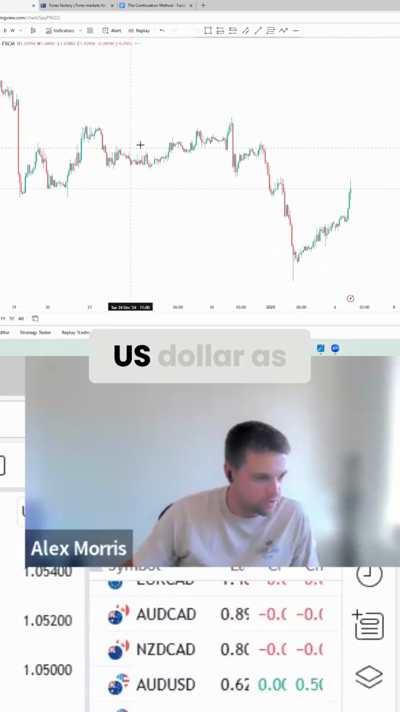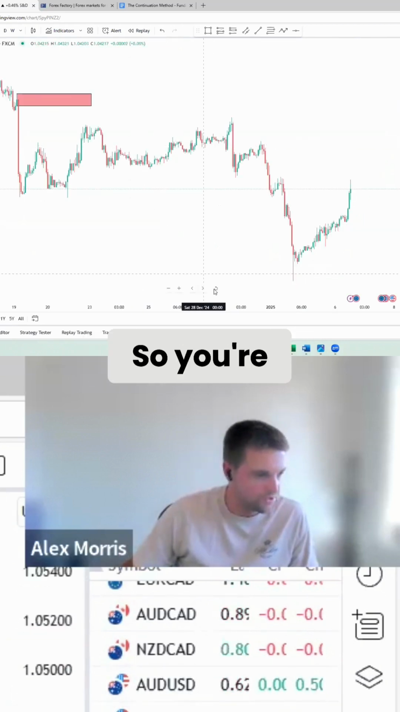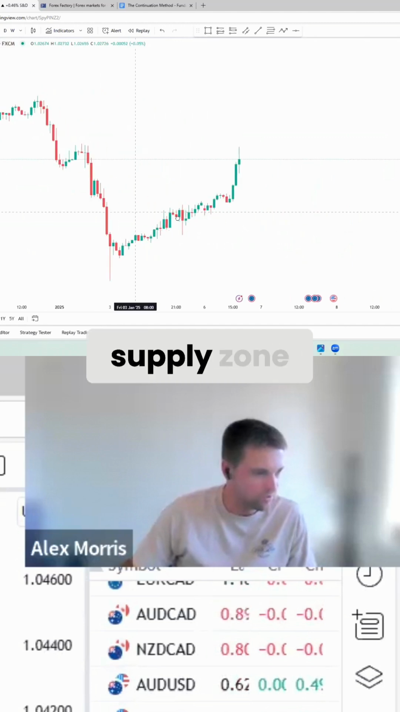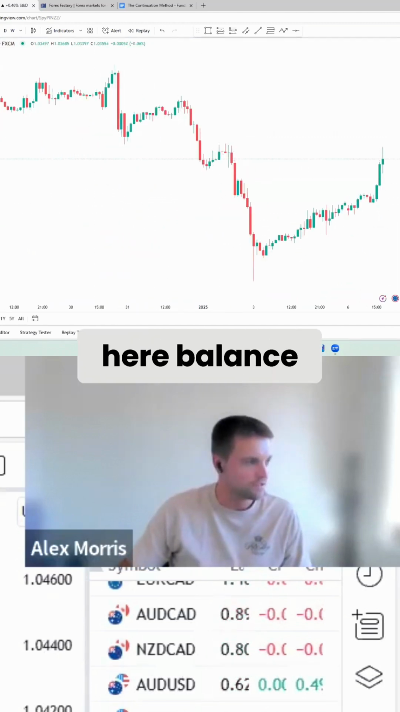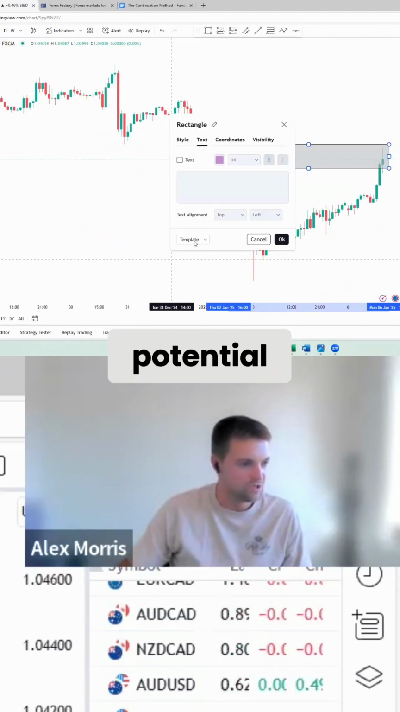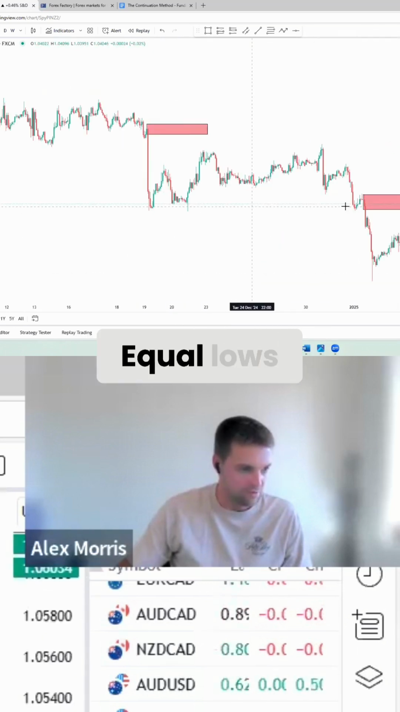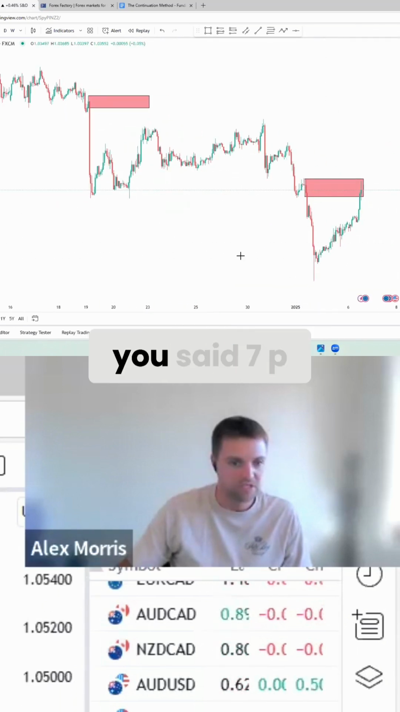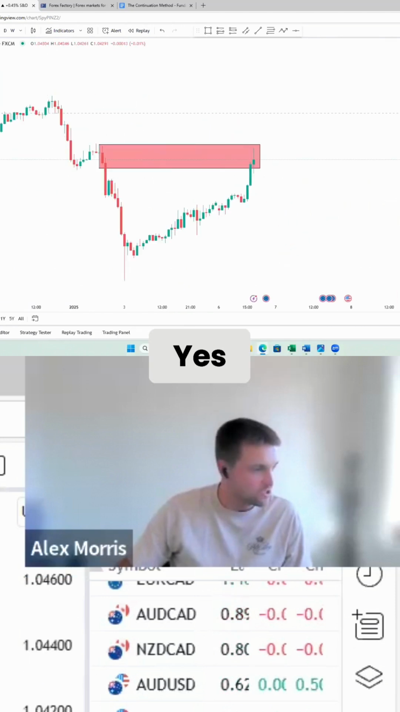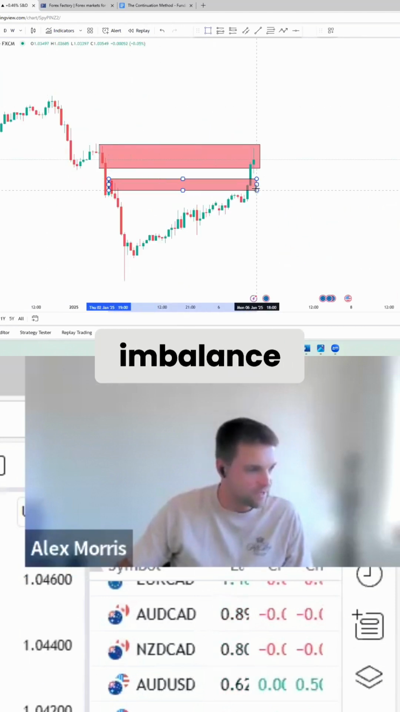If you look at Euro US dollar as well, so you're saying Euro, a potential supply zone. So you've got here balance, bullish candle. Is this the potential supply zone you're looking at? If I just draw that for now. Equal lows broken. Oh, sorry, you said 7 p.m. a little later. Yeah, so you have balance, imbalance down.